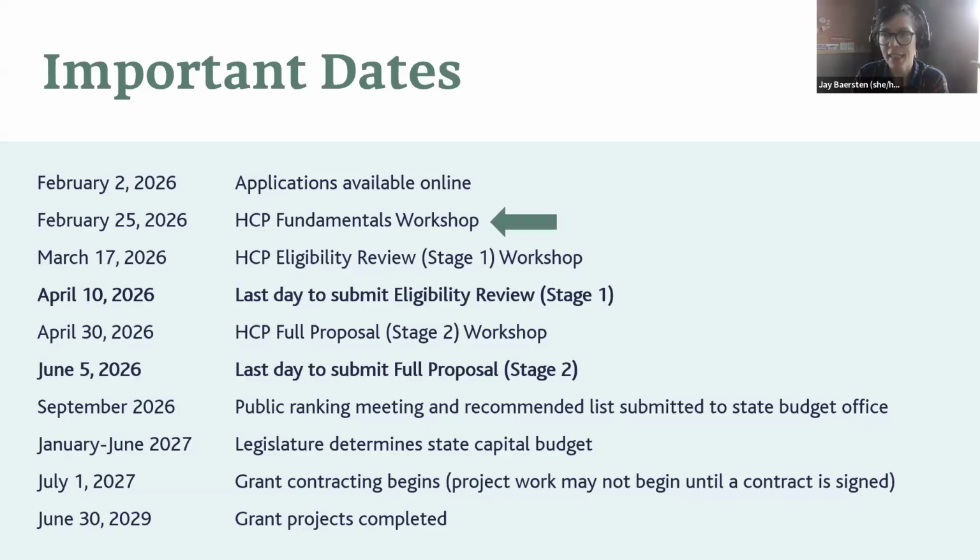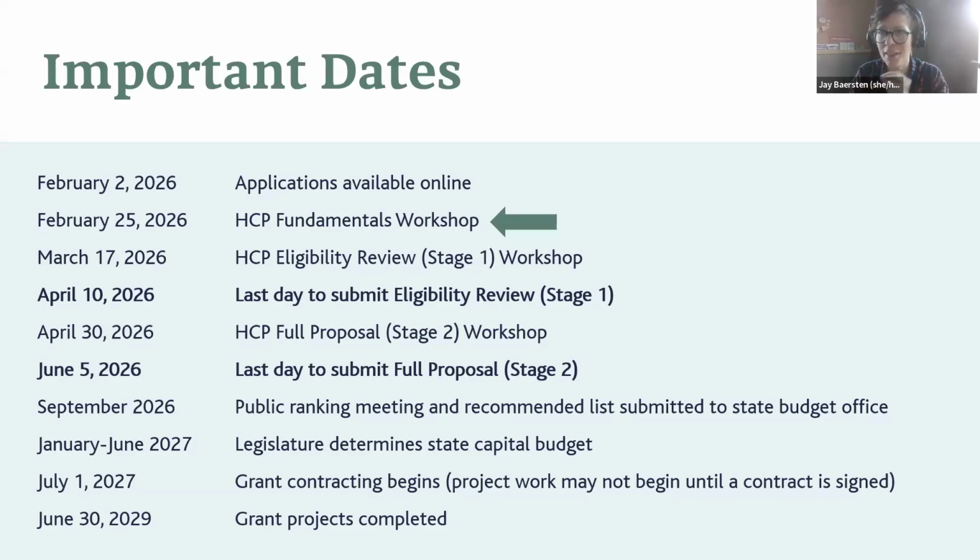Here's our list of dates for this round. You can see we're right here on the second line in the fundamentals workshop. This is a two-stage application. So the first stage, which is your eligibility review, is due on April 10th. And then the full proposal will be due on June 5th. There you can see those two things bolded. And this is all in the guidelines document. So this exact list of dates is listed right at the front of the guidelines document.